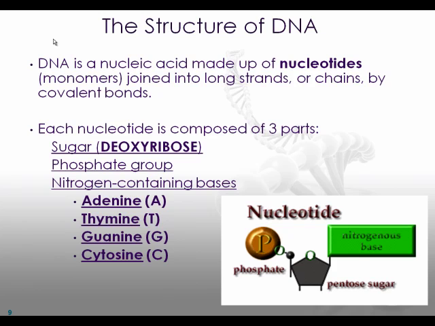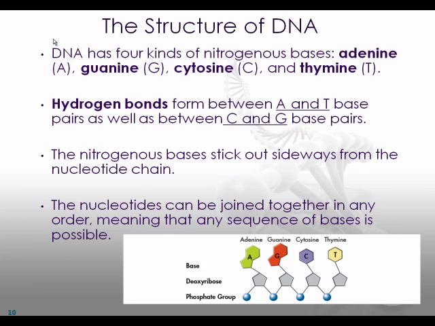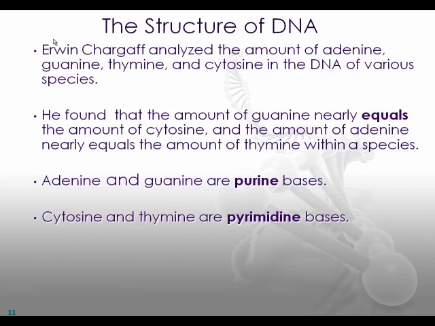DNA has 4 kinds of bases, which we've already discussed. Hydrogen bonds form between adenine and thymine, as well as between cytosine and guanine. At the bottom, you will find a diagram of DNA nucleotides.